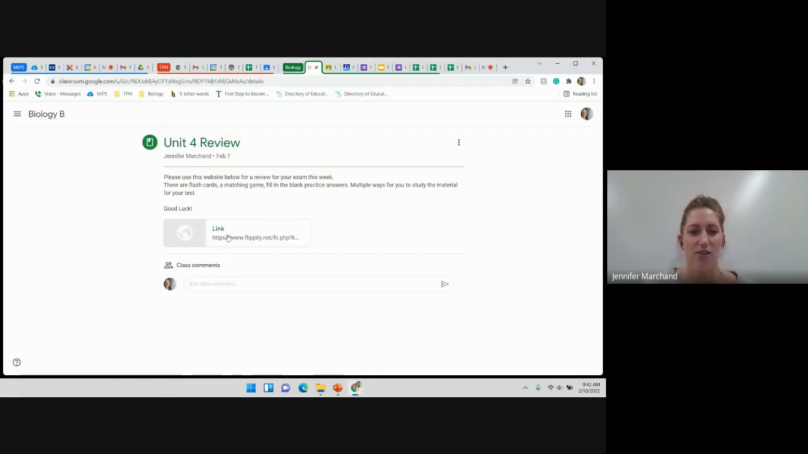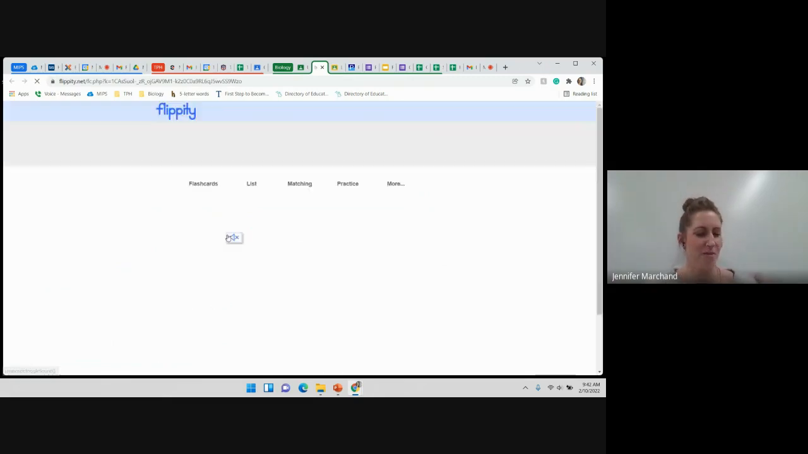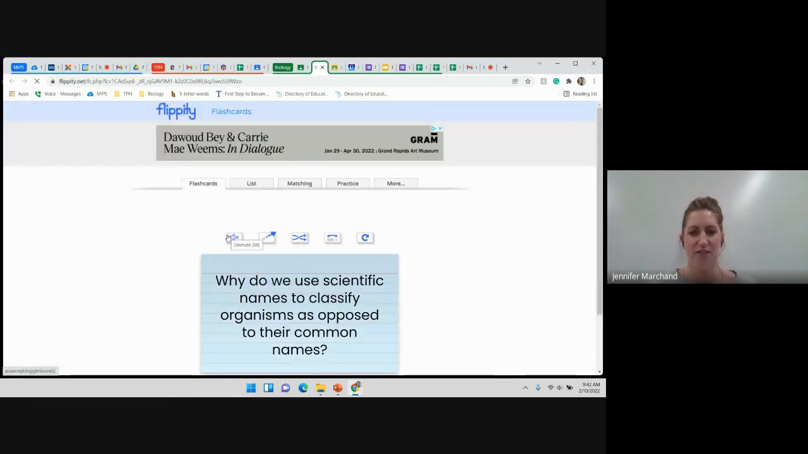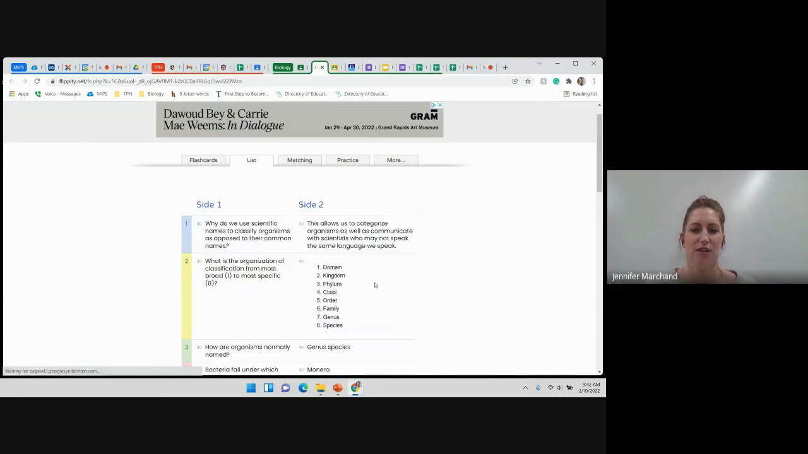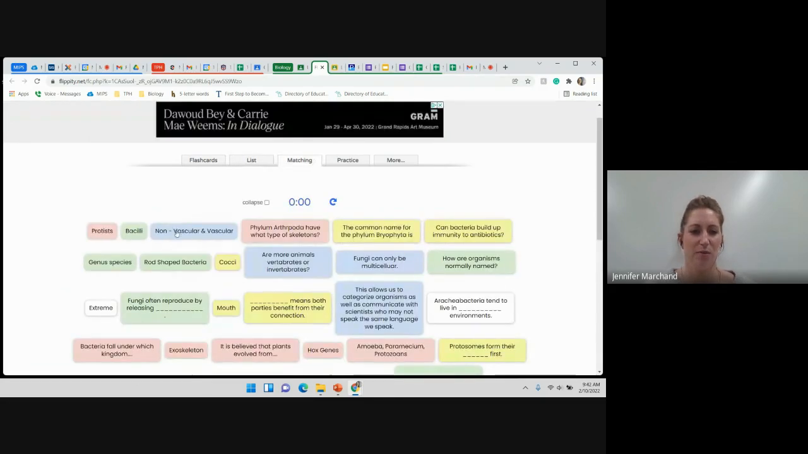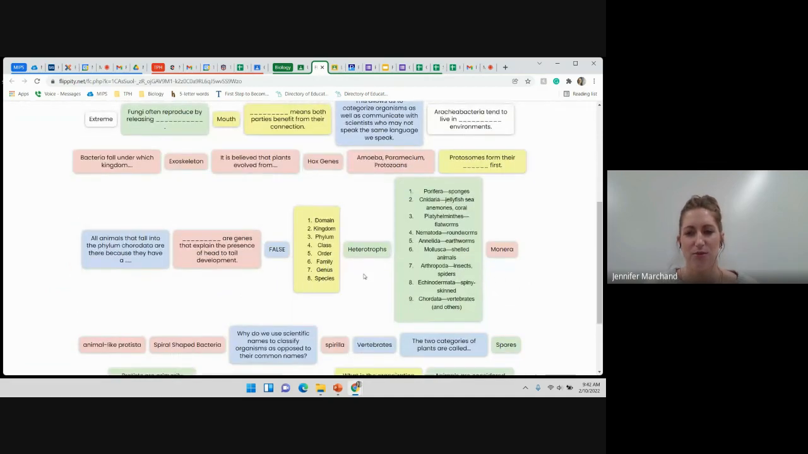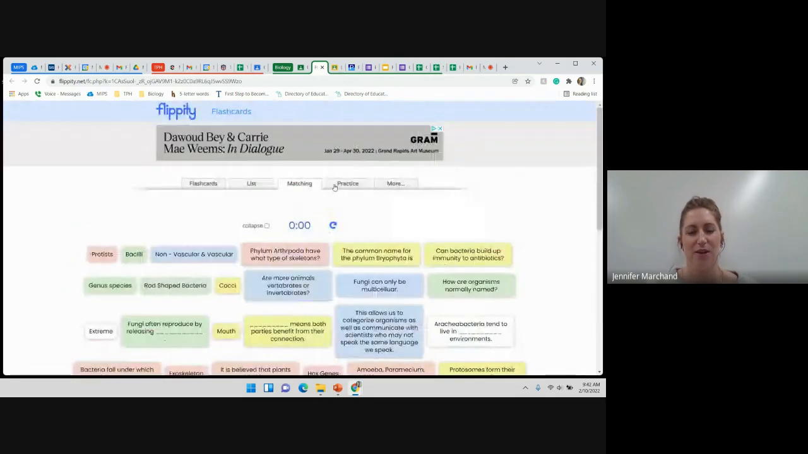Oh, there it is. Okay, so it goes to this Flippity link, and in here, if it loads, it takes a minute sometimes, there are different flashcards. There's a matching game. Here are the flashcards. You can also use the list view where it lines up the question and then the answer. There's a matching game where you get to pick like non-vascular. And the great thing about this one is that you know the blue cards match up with the blue, the green with the green, red with the red, and yellow with the yellow. So that helps to make it a little easier.